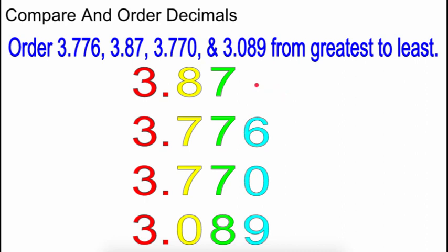Be careful as you order your numbers. You're looking for batting averages and trying to put them in the right order from greatest to least. So this is exactly what you need to know how to do.